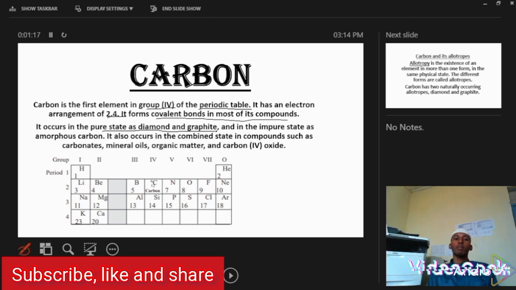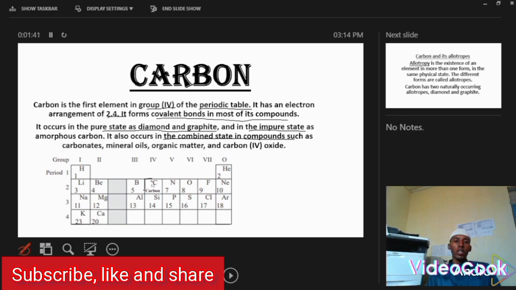So carbon in its pure state occurs as diamond and graphite, and also as amorphous carbon. We are going to discuss them one after another. It also occurs in the combined state, or in compounds, such as carbonates, mineral oil, organic matter, and carbon dioxide gas. So here I have a section of a modern periodic table.